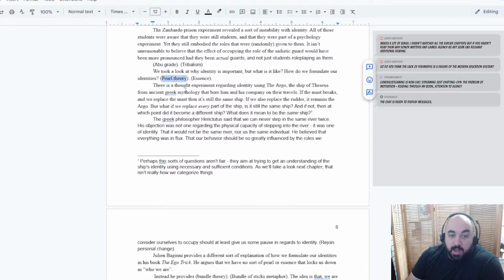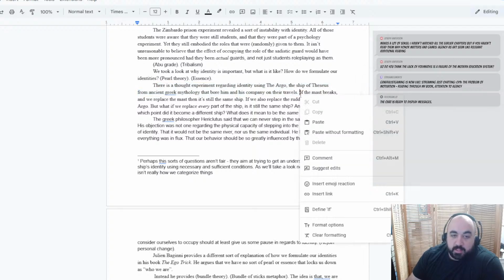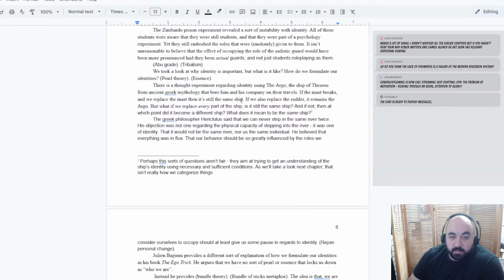And so there is a thought experiment regarding the ship of Argo, the ship of Theseus, from ancient Greek mythology that bore him and his company on their travels. If the mast breaks and we replace the mast, is it still the same? Then it's the same ship. If we also replace the rudder, it remains the Argo. But what if we replace every part of the ship? Is it still the same ship? And if not, then at which point did it become a different ship? What does it even mean to be the same ship?